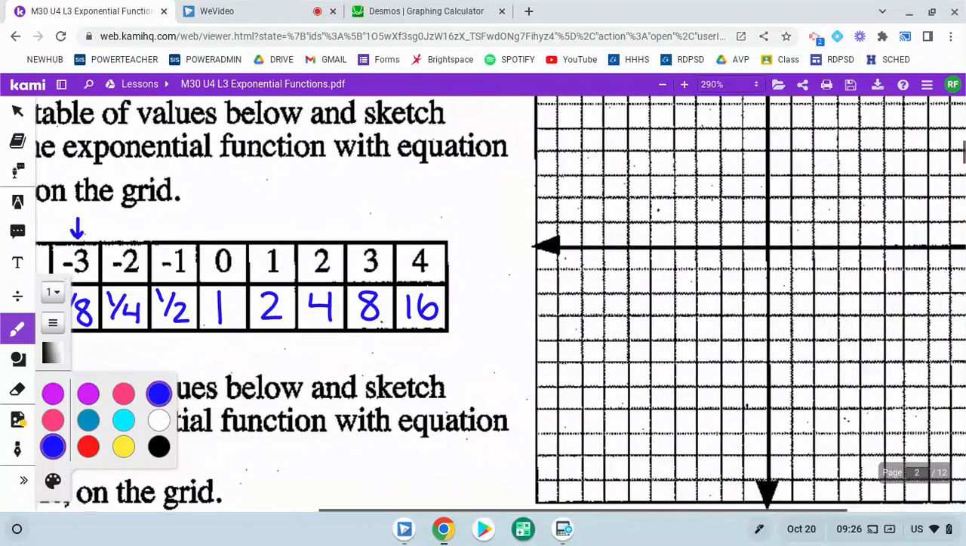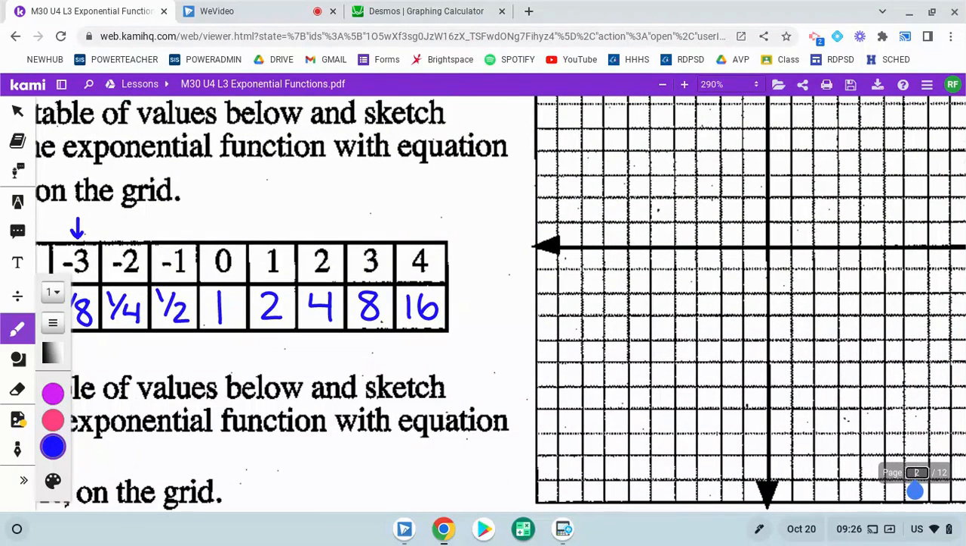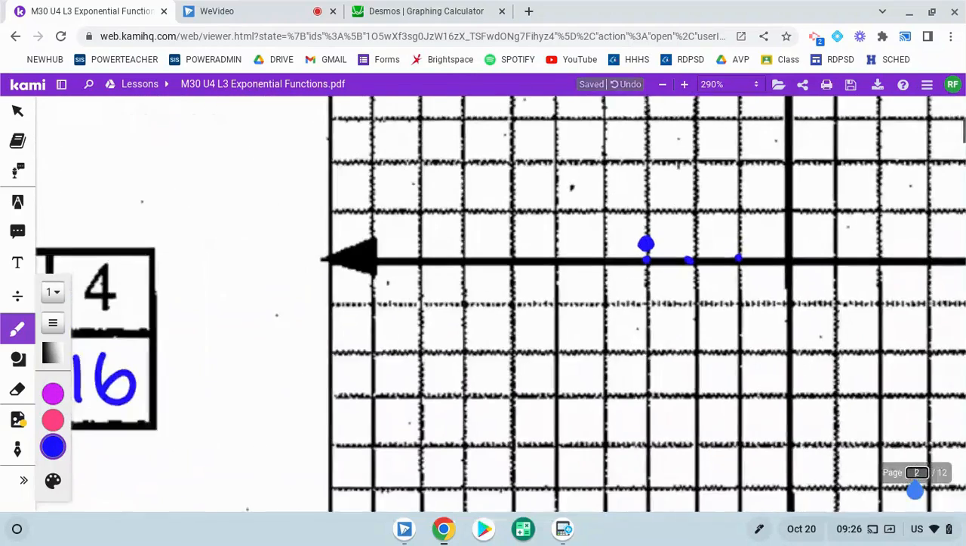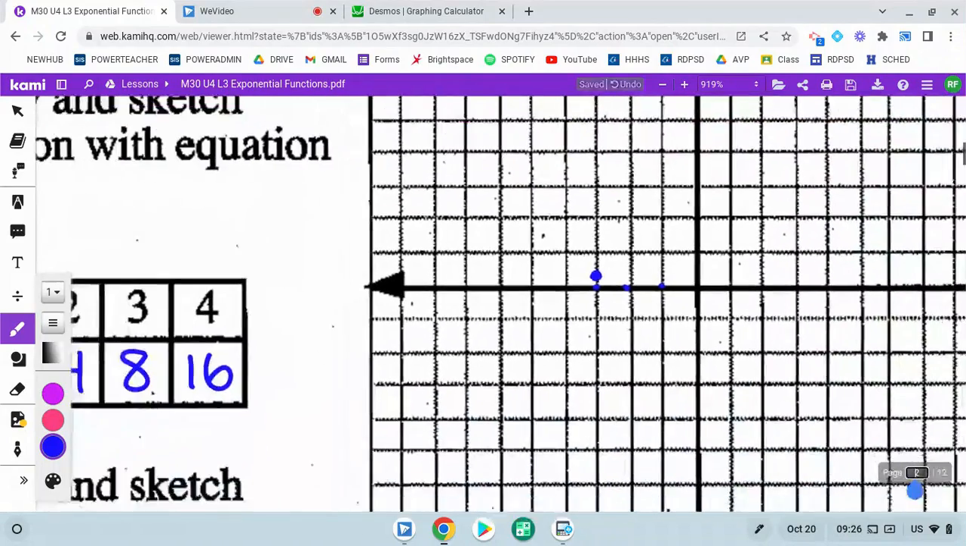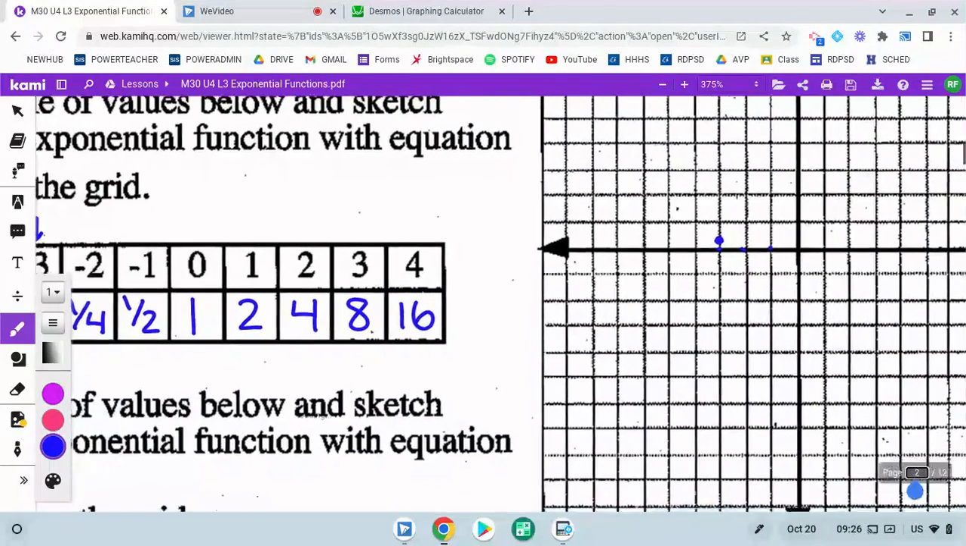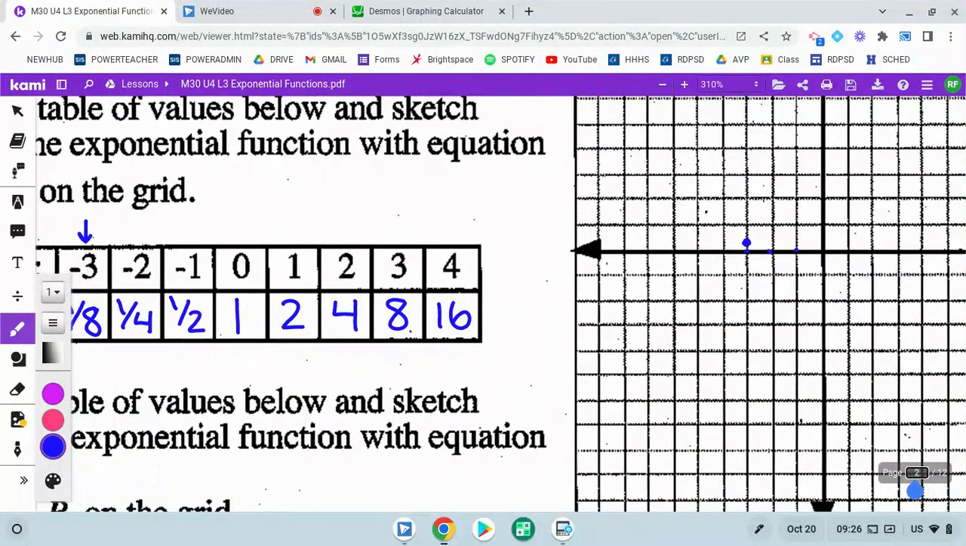So if my first point is -3 and 1/8, I'm going to go over 3 spaces to the left on my x-axis. That will take me to a -3. But then I need to go 1/8 on the y-axis, which is like just barely above the x-axis. Okay. I know it's not going to be perfectly accurate. Just have it a tiny bit above the x-axis, and then that should be fine. The next one I have is -2 and 1/4. Honestly, it's going to look like it's pretty much in the exact same spot on the y-axis because we're so close to it that that's fine.